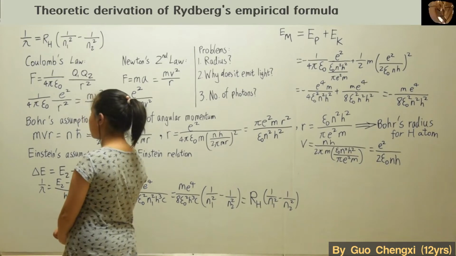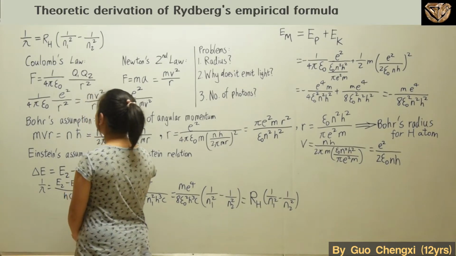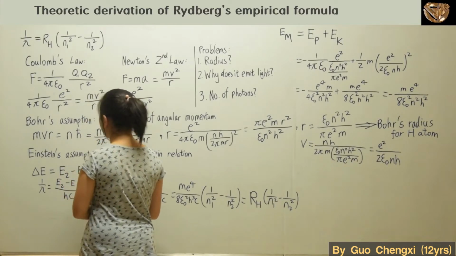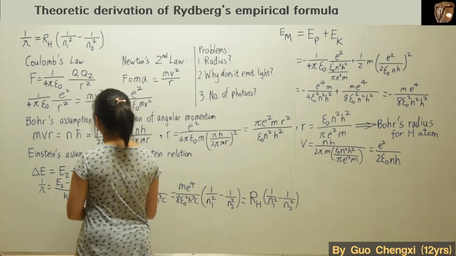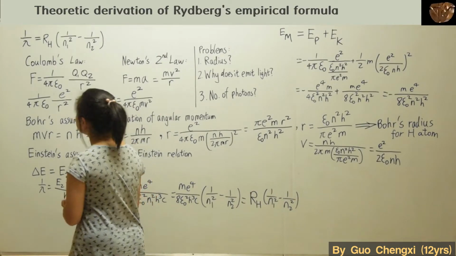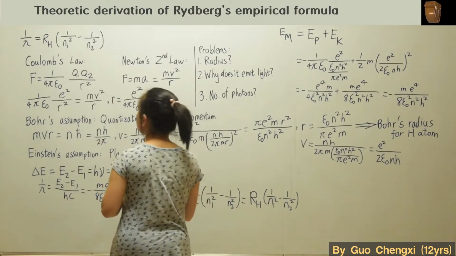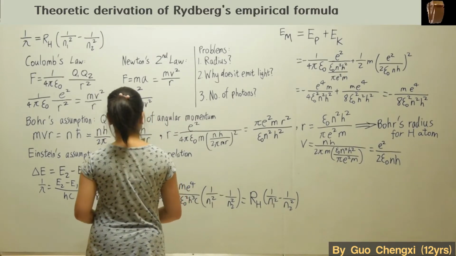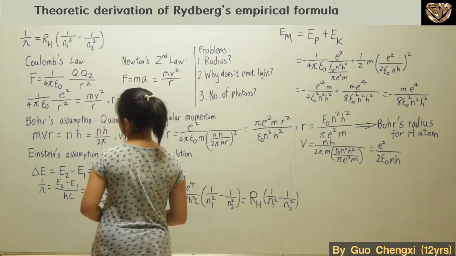First, 1 over lambda. What does it represent? Well, 1 over lambda represents the wave number. Now I know 1 over lambda, but what is lambda? Lambda itself represents wavelength.